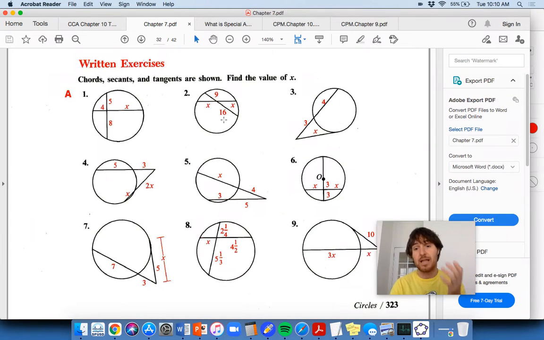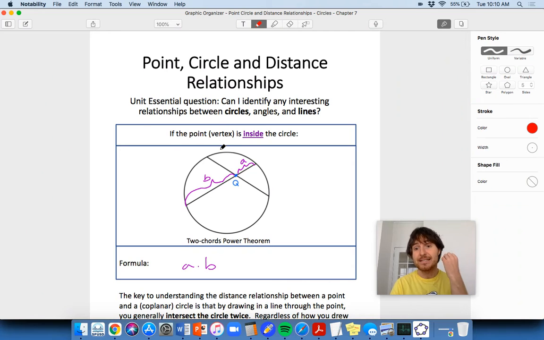They've already drawn in the lines here, but it didn't matter where they drew in the lines. The product is going to be the same in terms of point to circle and point to circle along this line, or along this line here. So let's go ahead and fill in the rest of the formula here. Let's call that segment length C and segment length D right here, okay?